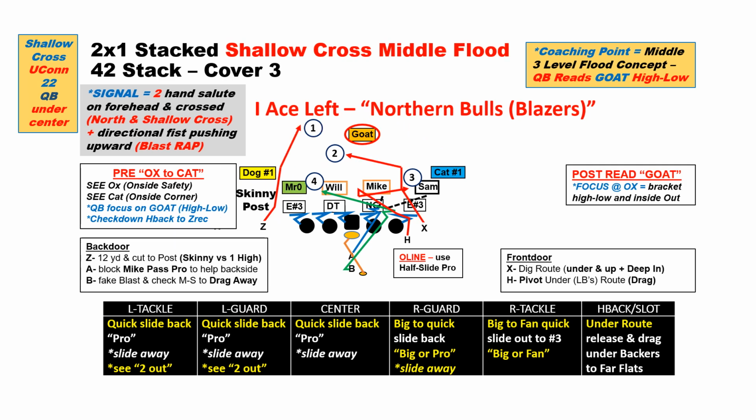Last, we can run a middle flood where we attack the backside safety. We call this our shallow cross. All that changes is the Z on the backside now runs the deep post over top, and the X is going to run the 15-yard dig. Still faking blast at the H, reading this high-low.